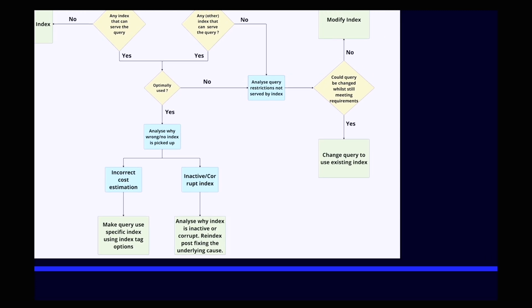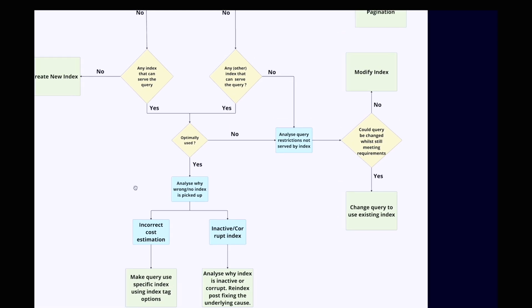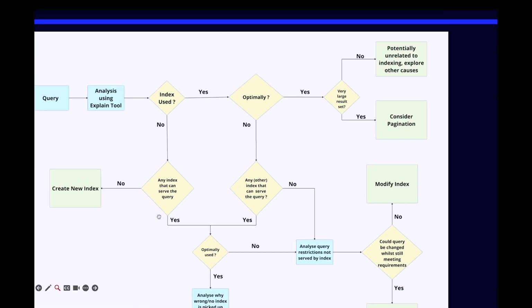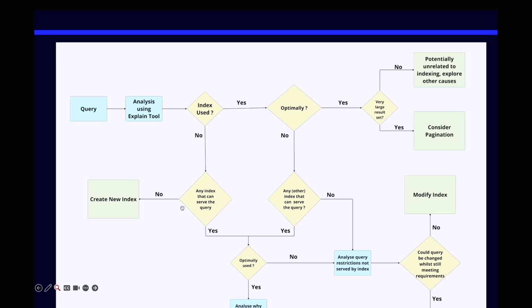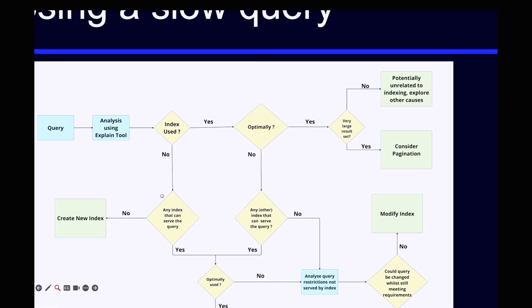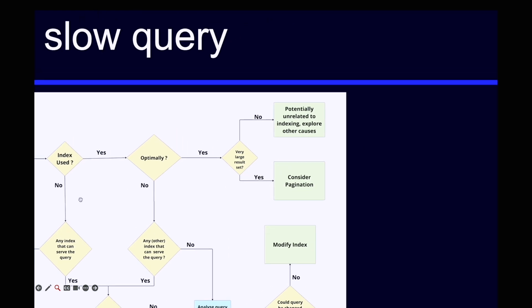The second case could be that the index is actually corrupt. In this case, it will get ignored from serving any queries. What we can do is first analyze why the index is corrupt. The JMX stats and the tooling that we mentioned earlier can come in quite handy for this analysis. Once we fix the underlying cause, we would need to reindex the index. So, tracing back, in case there is no other alternative index, then the solution is to create a new one.